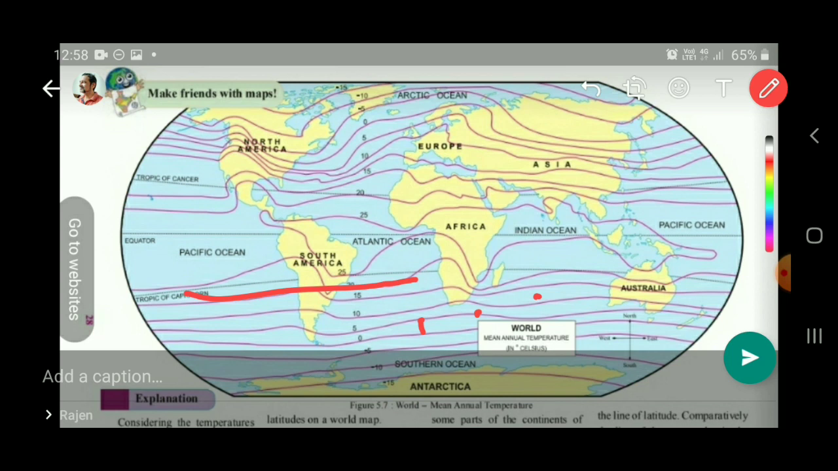As the proportion of land in the southern hemisphere is limited, land area is very less and ocean area is more, the temperature in this part is largely influenced by latitude. But if you go to see the northern hemisphere, there is a lot of land and less of ocean. So in this hemisphere, the proportion of land is greater.